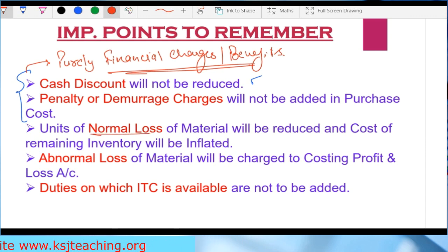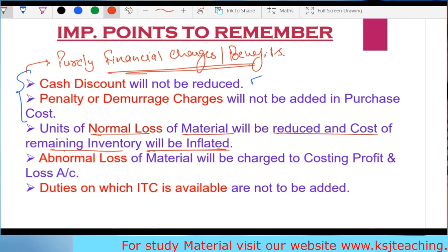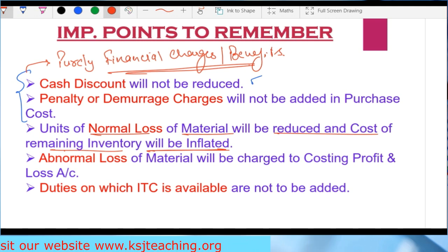Units of normal loss of material will be reduced and the cost of remaining inventory will be inflated. We'll do the practical problem and this point will be clear. If there is a normal loss, right? What is a normal loss, sir? Normal loss is which is unavoidable, which normally happens, which is a routine thing, right?